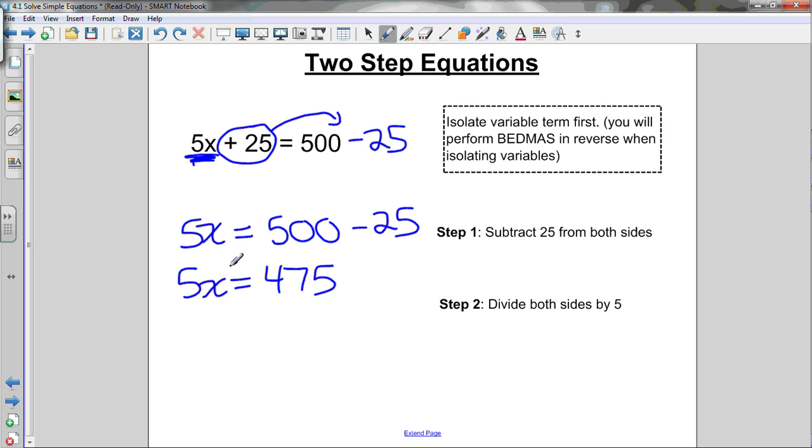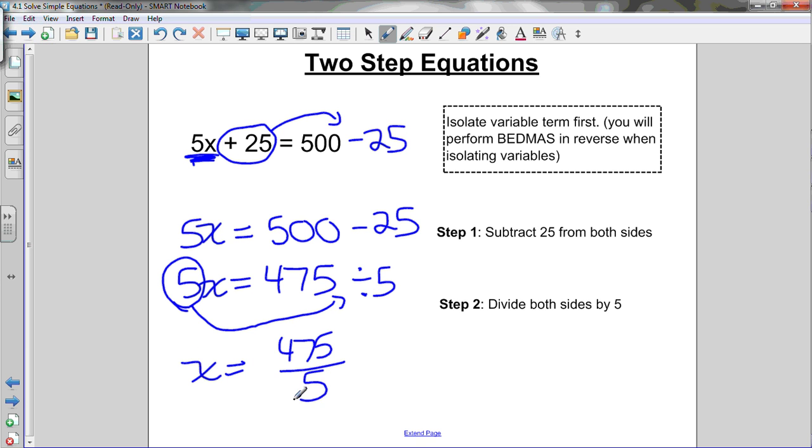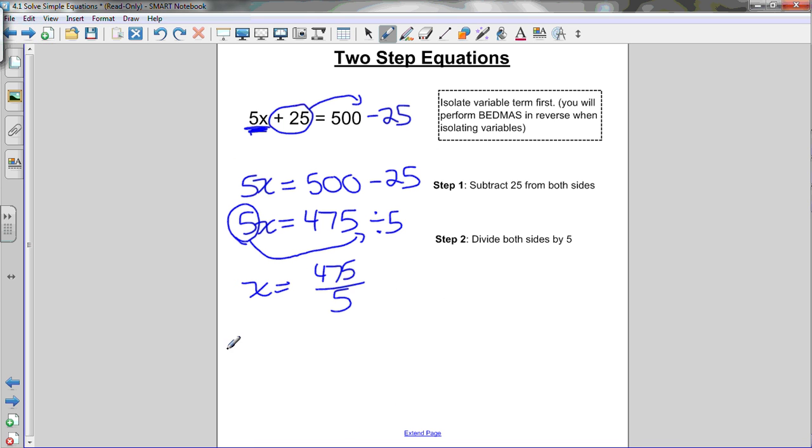So what I'm going to do now is move this 5 by doing the opposite of multiplying by 5. The opposite of multiplying by 5 is dividing by 5. So what I have is x equals 475 divided by 5. And 475 divided by 5 gives me 95. And that's the solution to this equation here.